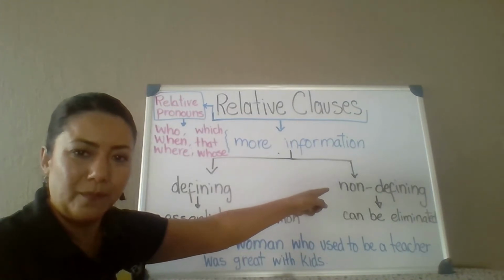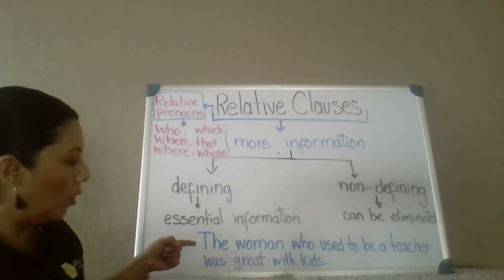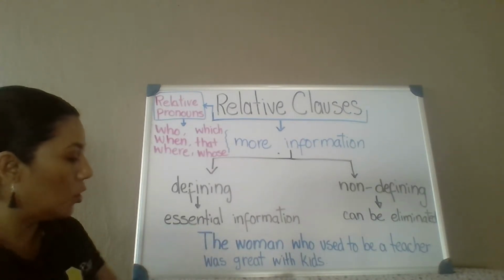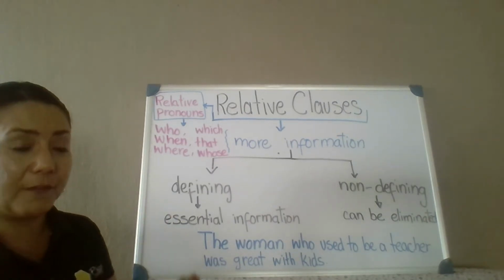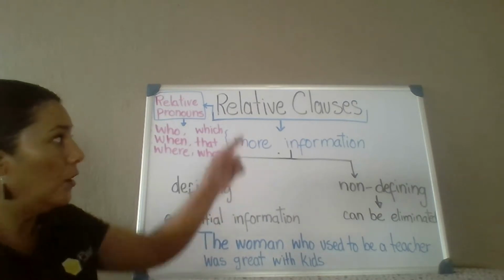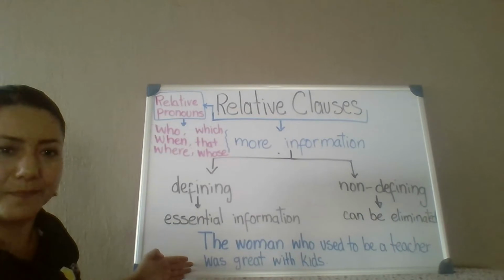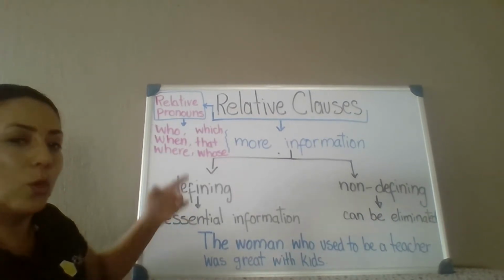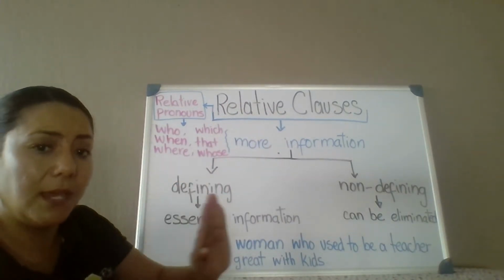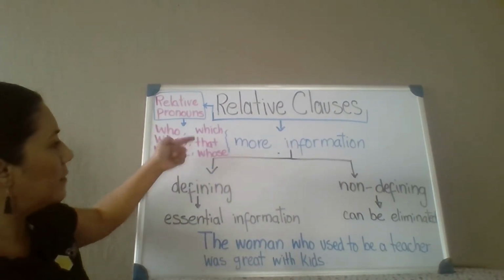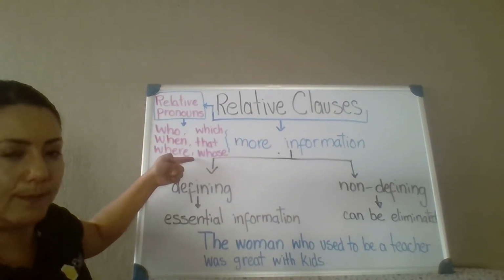As an example, we have this sentence. Let's read it. The woman who used to be a teacher was great with kids. The first thing we have to identify is the relative clause. Okay, we have a sentence. We said relative clauses begin with one of these words. Who, when, where, which, that, or whose.